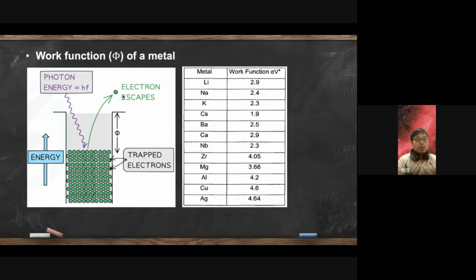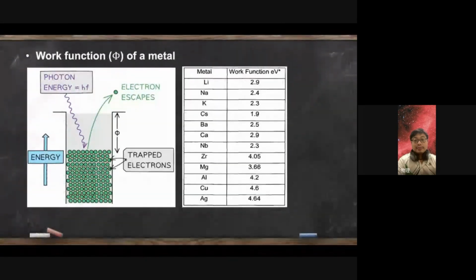So the higher the work function, the higher the energy of the photons needed to let the electron be emitted. In the right table, we can see different metals have different work functions from 2.9 to 4.64 electron volts. Now let me ask you a question. Which metal has the highest work function?